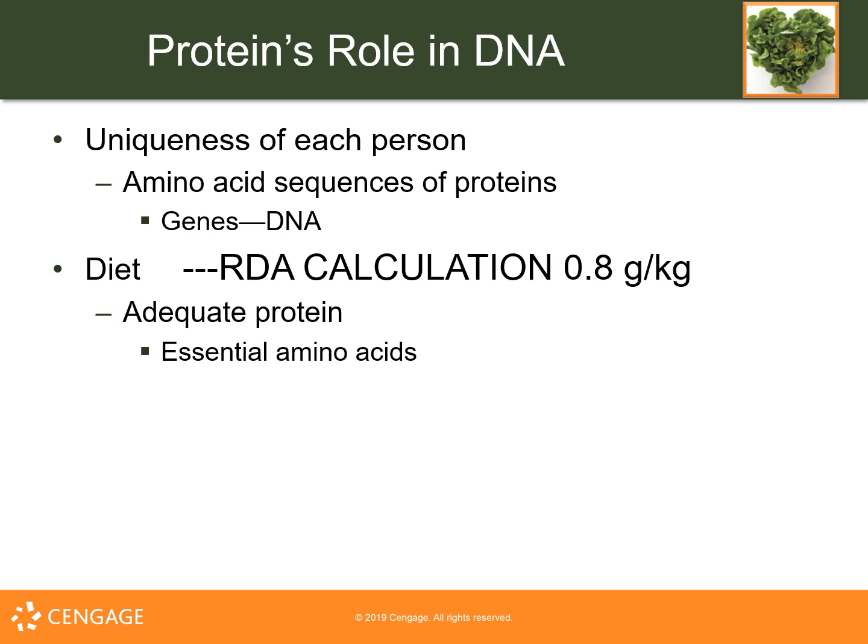As a general rule of thumb, take whatever you weigh in pounds and divide it by 2.2, and you will get what you weigh in kilograms. After you get what you weigh in kilograms, you multiply it by 0.8. And I will have a calculation also on the learning unit so you can see it visually.